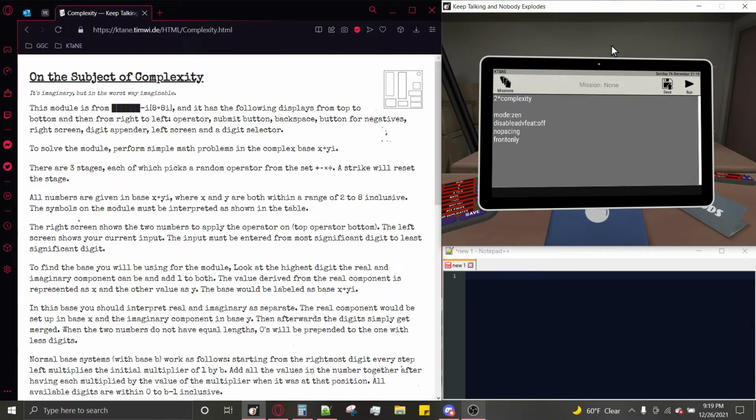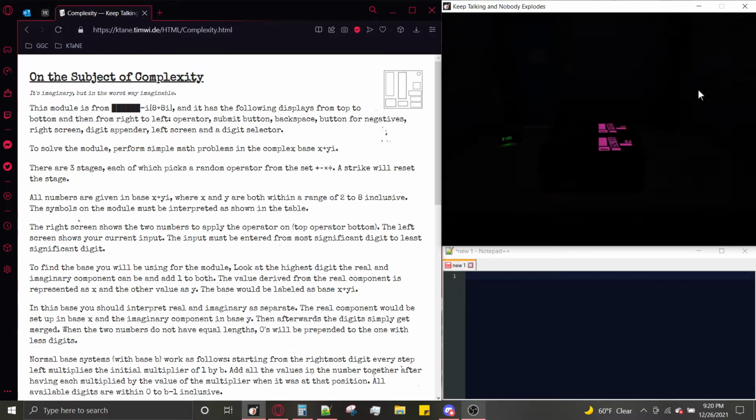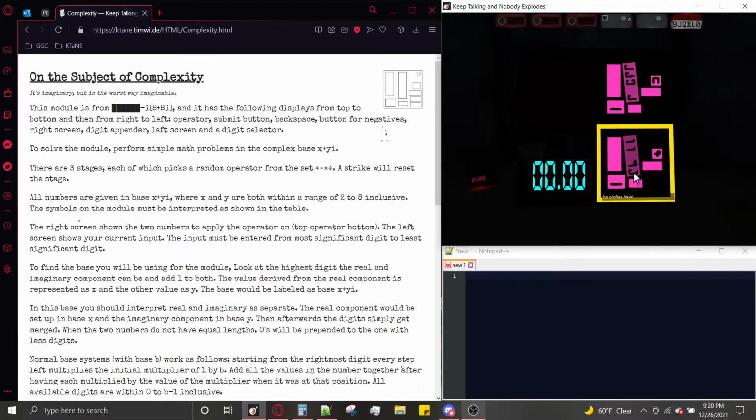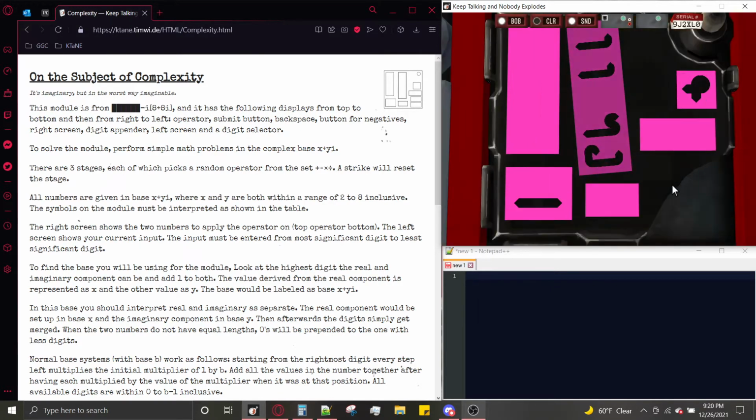Complexity is a very alien-looking module, but really it is just encrypted numbers, and you're doing calculations with imaginary numbers. Let's go in and get started. This module requires no edge work, so we can get started as soon as we get our bomb. So here's Complexity. There is only one perfect solution.